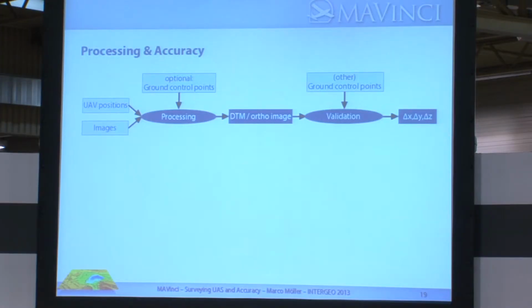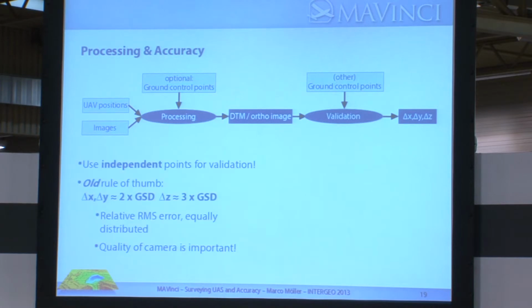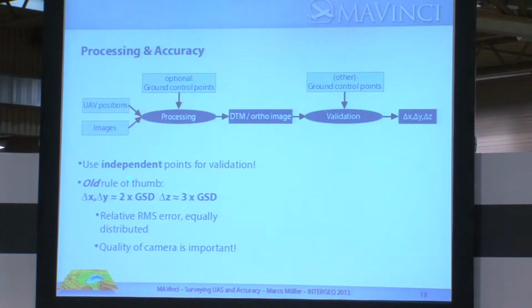To validate the results, you basically need other ground control points and do a validation to see if they are also reproduced correctly. If you use the same ones, that would be a really bad idea, because if you do the optimization of the model on the same point where you do the cross-check, you will basically get better results than you actually have. The rule of thumb for most UAVs, if you have a really good camera, is 2 times the ground sampling distance as error in X and Y, and 3 times in Z.